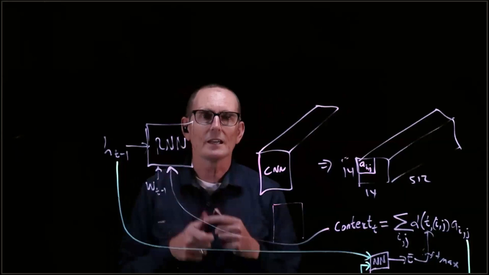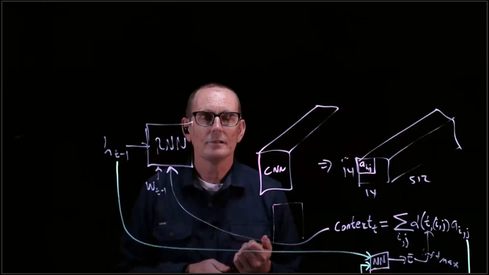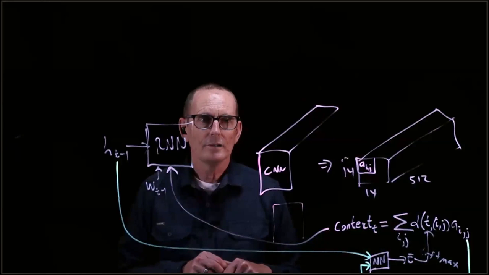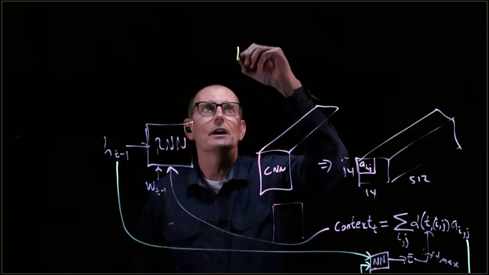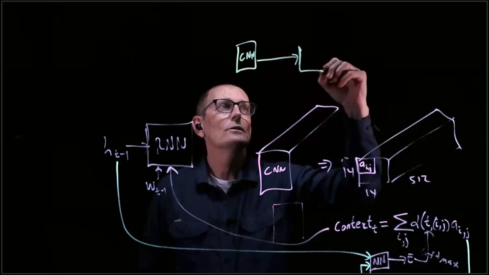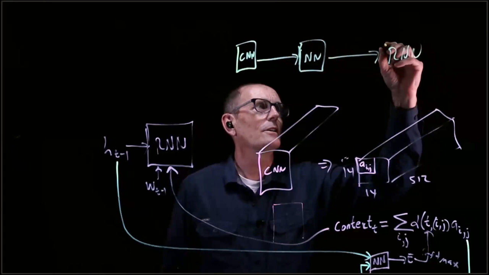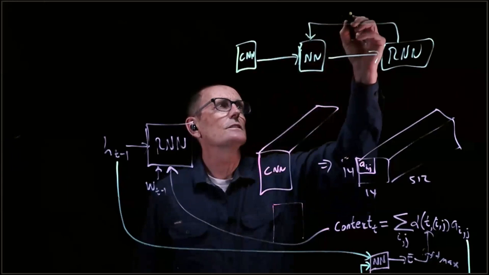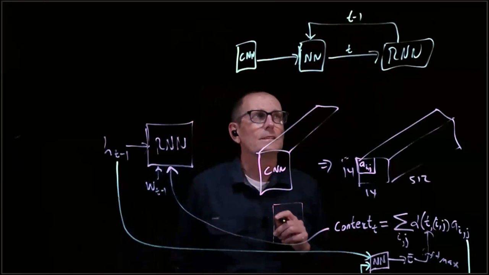Would it be accurate to have an arrow from the one layer neural net to the context and an arrow from the CNN to the context, since they both contribute to the context? Sure. Yeah, the CNN and the RNN. So let's look at a high-level diagram then. The CNN goes into a neural net, and then that goes out to an RNN, and the RNN also feeds into the neural net. So this is time step T minus 1, and this is time step T. Is that what you're thinking?